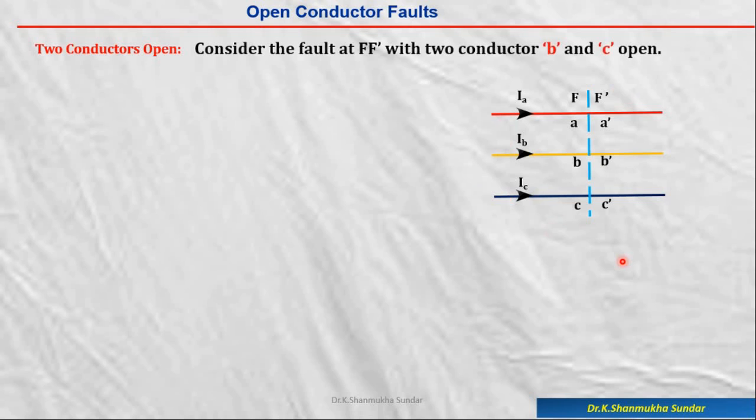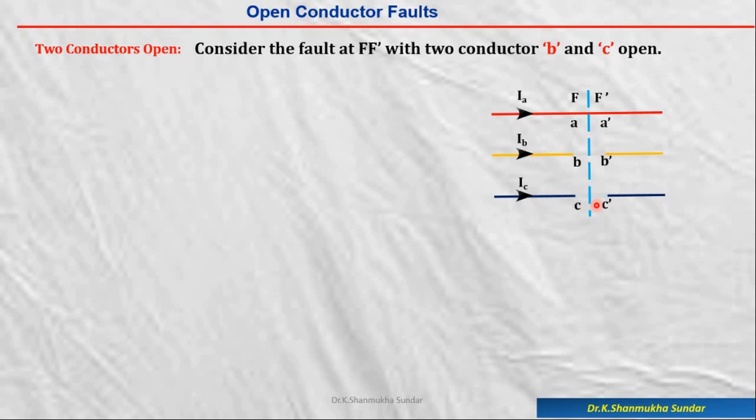Now let us see here. Consider the fault at F F dash with the two conductors, that is B and C phase, open. Is it clear? Consider the fault at F F dash with the two conductors, that means B and C conductors, open. So now you can see here how these conductors open. So B is open. Now C we should open.